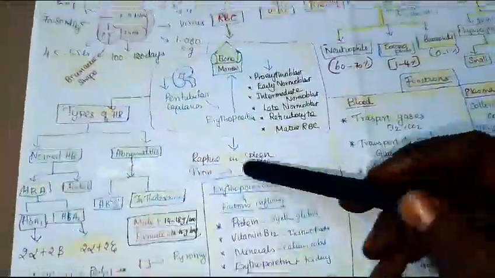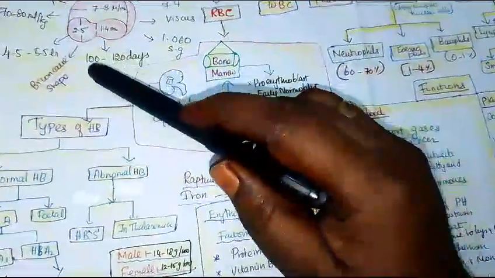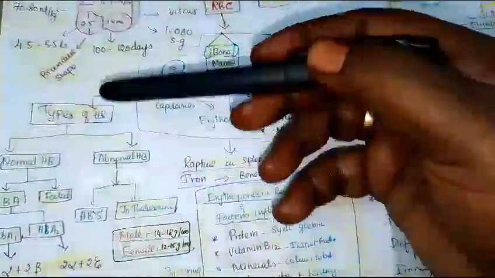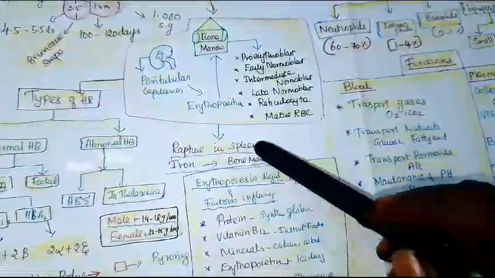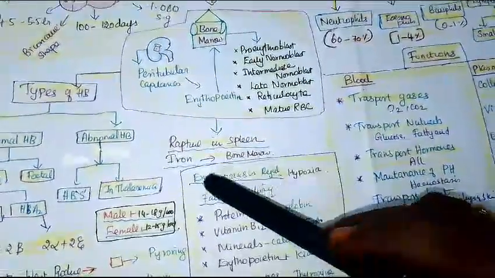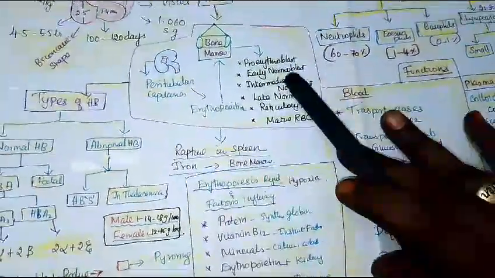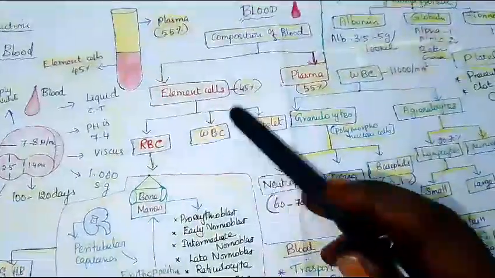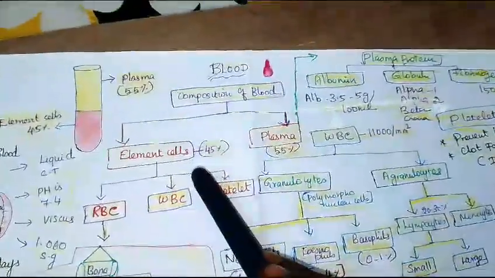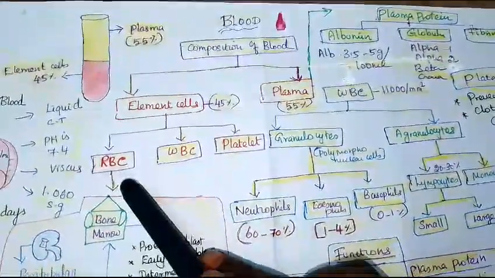Okay, all these things we have seen about the RBC are for nearly 100 to 120 days, after which it is ruptured. It is ruptured by the spleen. Iron will be taken into the bone marrow. So I hope you understand about the composition of the blood, the elements and cells, with the RBC we have seen.